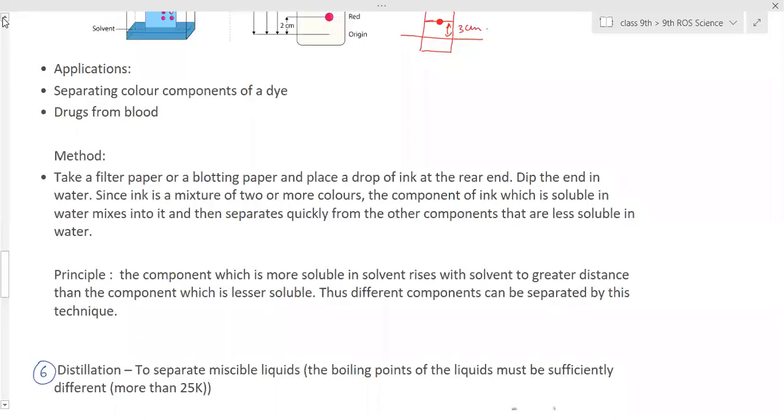Mom, do we write it? No, you have already written that. Yes. Then the next process is the distillation process.